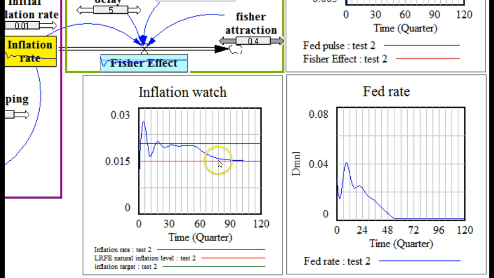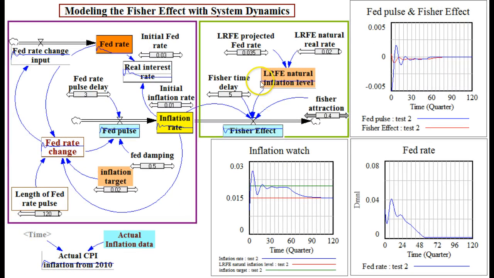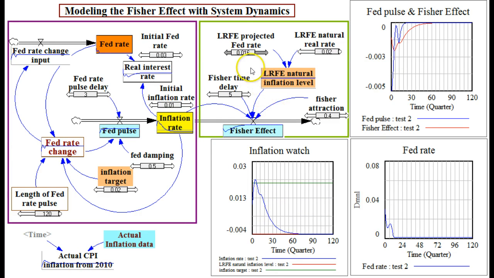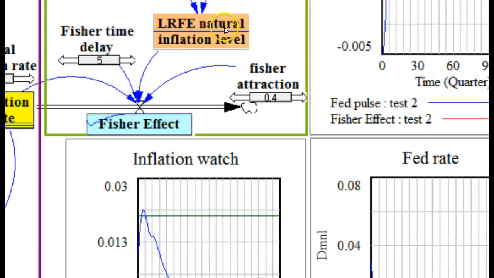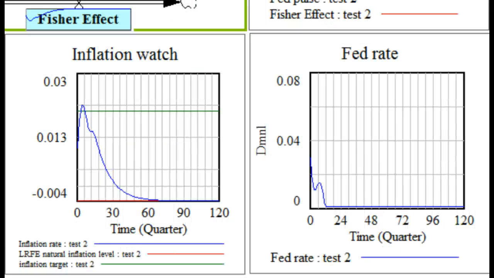Now, this natural level could be negative if you push this projected Fed rate very low, and you're still seeing a positive natural real rate, which means this could be Japan, where they had deflation, a stable inflation for a long time. They simply created a position where this long-run Fisher effect projected Fed rate was lower than the natural real rate. And that drove the red line down here below zero, below 0%.